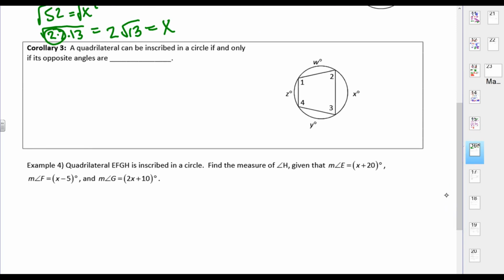All right, let's take a look at this one. Another corollary, last corollary. A quadrilateral can be inscribed in a circle if and only if its opposite angles are supplementary. So we can inscribe a quadrilateral in a circle if and only if the opposite angles are supplementary. And there's a reason for that.